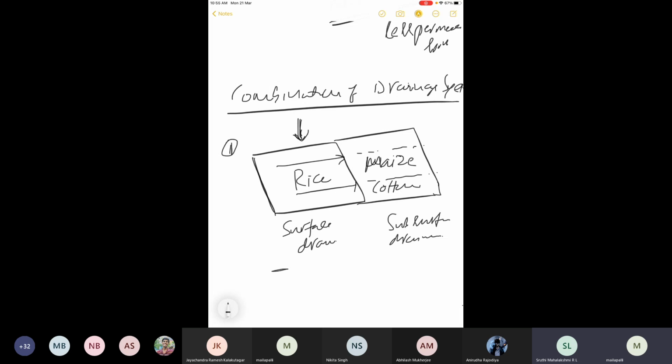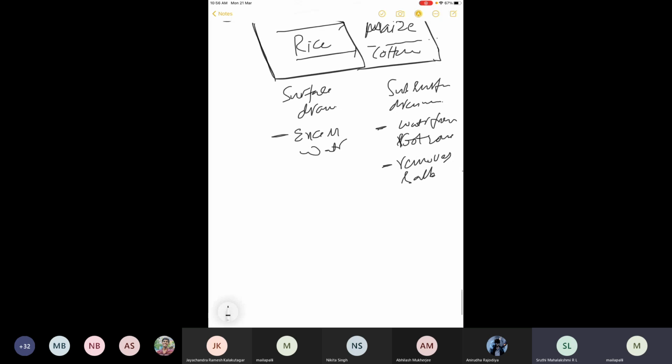So this removes the excess water, and this removes the water from the subsurface root zone and removes the salts. Okay, so you would see the combination of surface and subsurface drainage systems here. So in the other case, the areas with occasional high intensity rainfall.